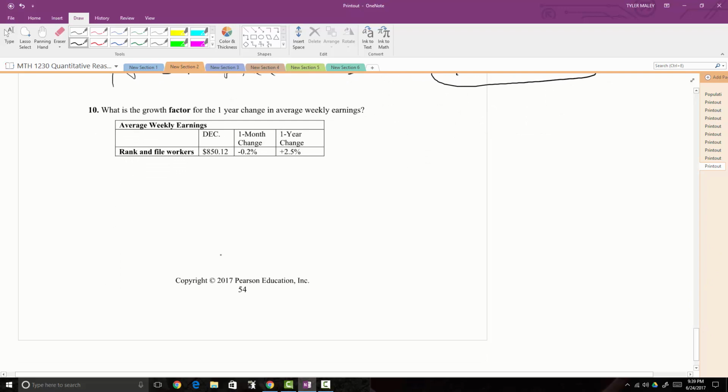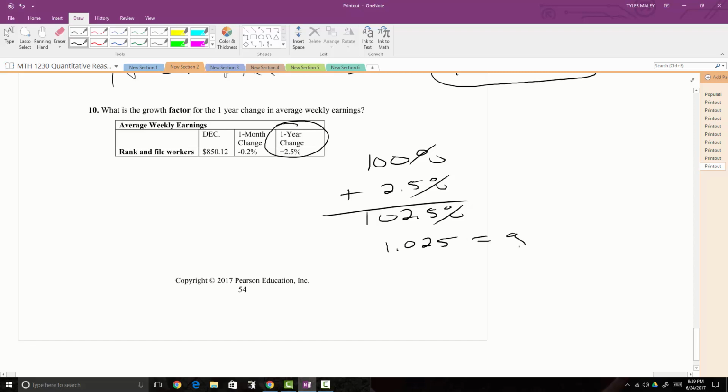So then number 10, this is the last question. It says, what is the growth factor for the 1-year change in average weekly earnings? So the average year change is plus 2.5%. To find the growth factor, that would be 100% plus 2.5%, which would be 102.5%. So that would be 1.025. This is the growth factor. It's just using a little different terms.